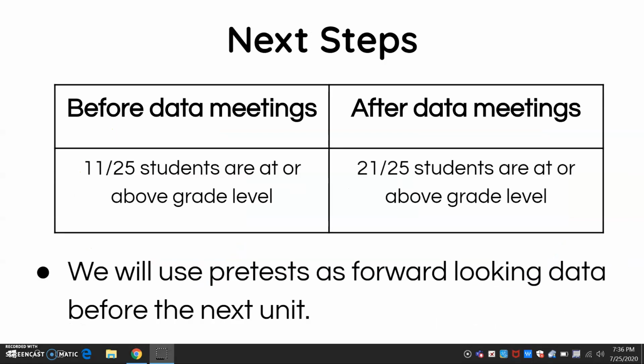Our next steps would be to use a pre-test to gauge student knowledge before the new unit. The pre-test data will let us know if there are any gaps in learning that need to be pre-taught before the new unit.